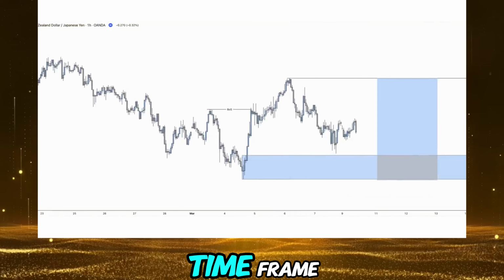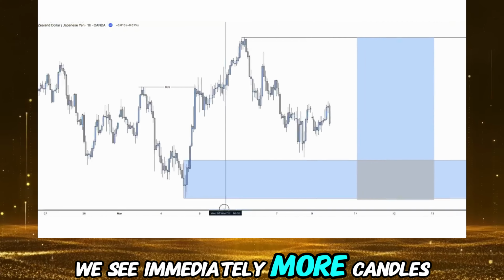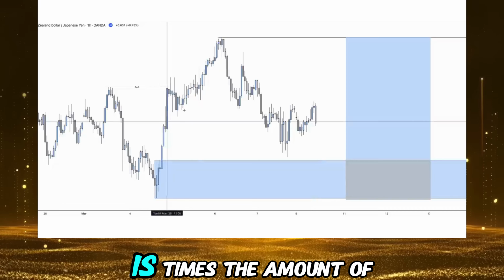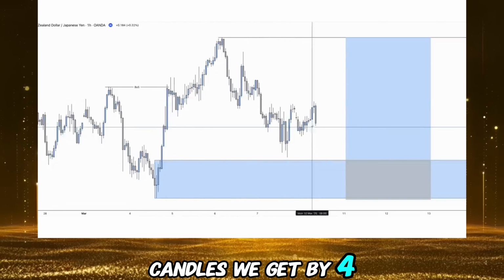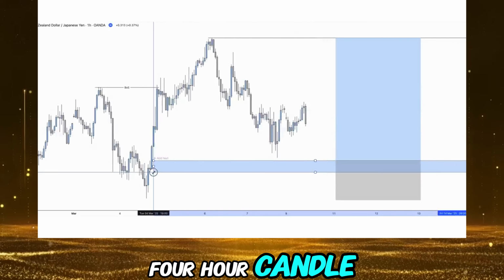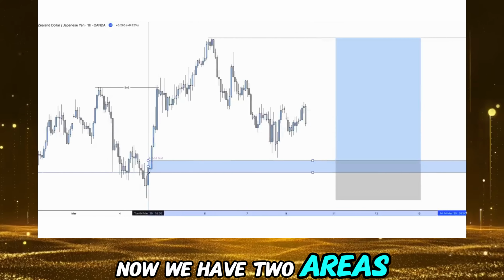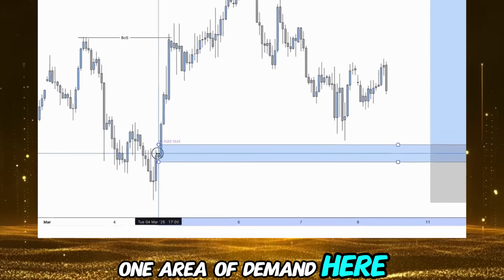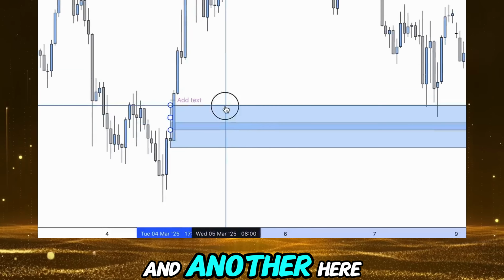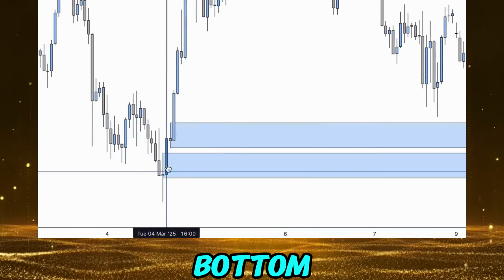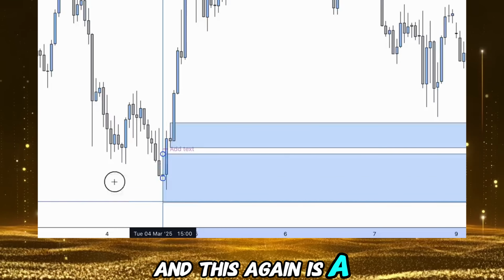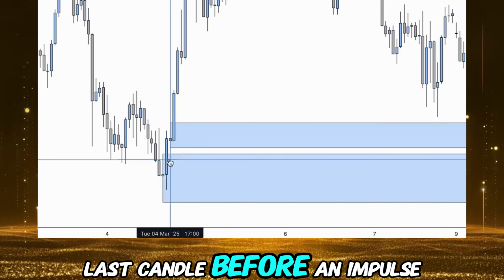Dropping down to the hourly time frame, we see immediately more candles open up. Basically what we do here when we go from the 4 to the 1 hour is times the amount of candles we get by 4, right? Because we're seeing 4 candles per each individual 4-hour candle. Now we have 2 areas. One area of demand here, which is the last candle before this impulse away, and another here, this larger one at the bottom, which is the very low of this market. And this again is a last candle before an impulse away.